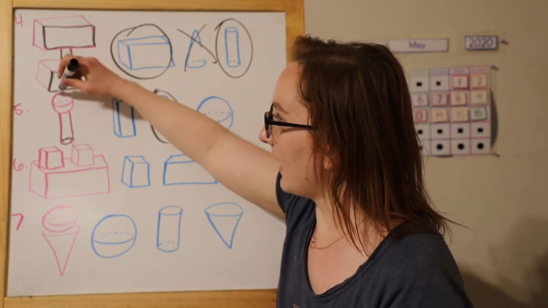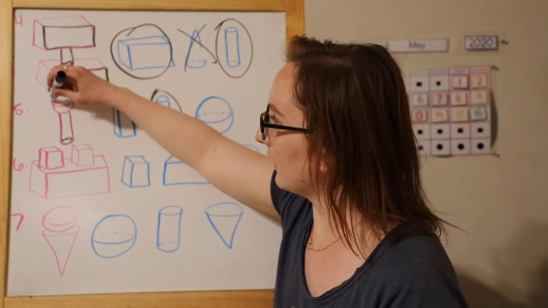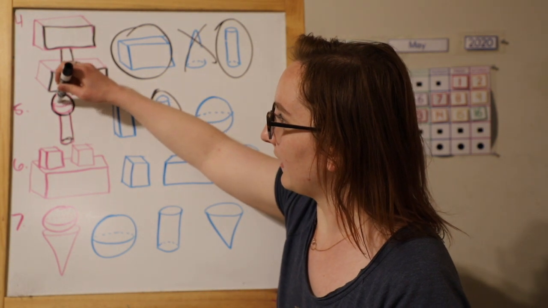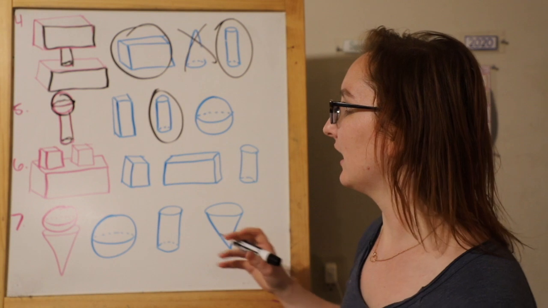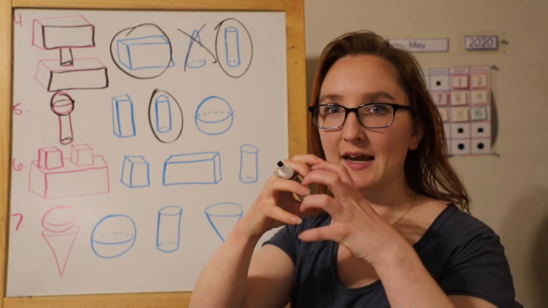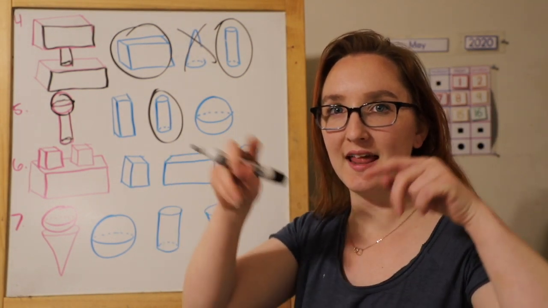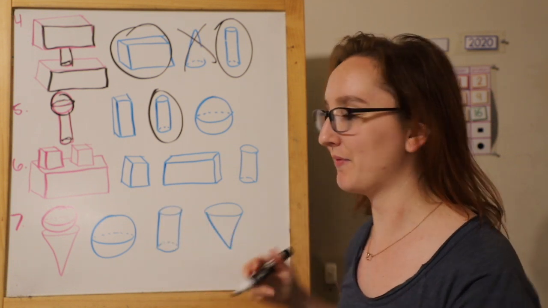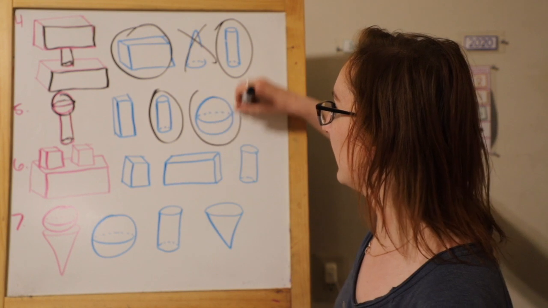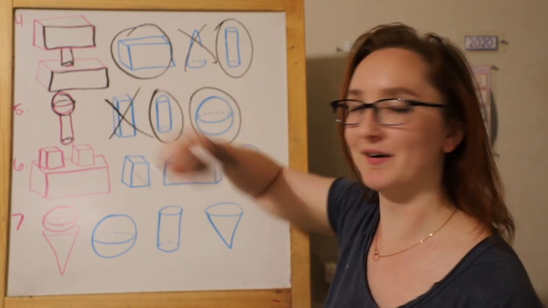And then my next one, I have a circle right here and then a circular face in the middle. And so that must be my sphere. So a sphere, if you break it apart in halves, you'll see 2 circles. So that's going to be that shape right there. So I'm going to circle my sphere and cross out my rectangular prism.